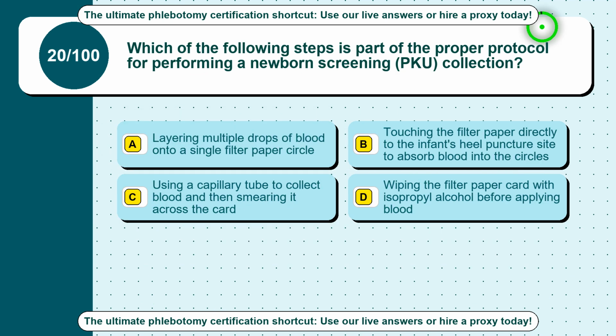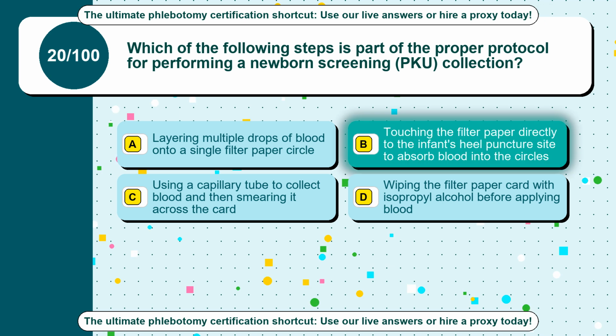Question 20. Which of the following steps is part of the proper protocol for performing a newborn screening PKU collection? Option A. Layering multiple drops of blood onto a single filter paper circle. Option B. Touching the filter paper directly to the infant's heel puncture site to absorb blood into the circles. Option C. Using a capillary tube to collect blood and then smearing it across the card. Option D. Wiping the filter paper card with isopropyl alcohol before applying blood.